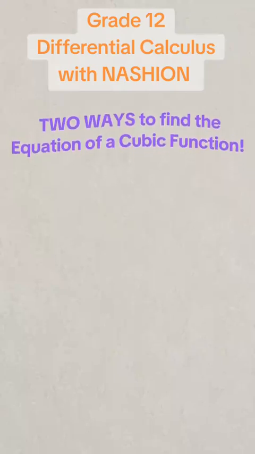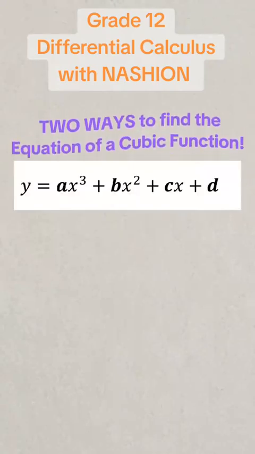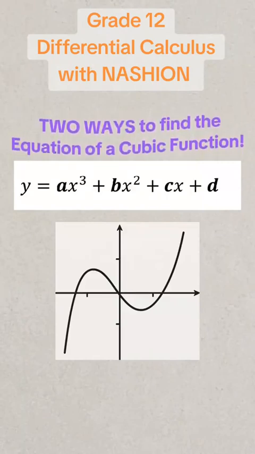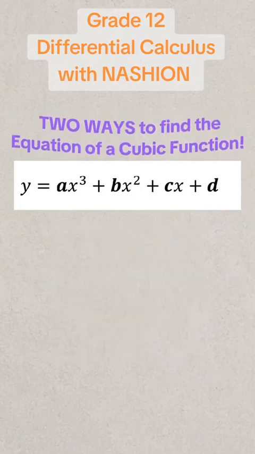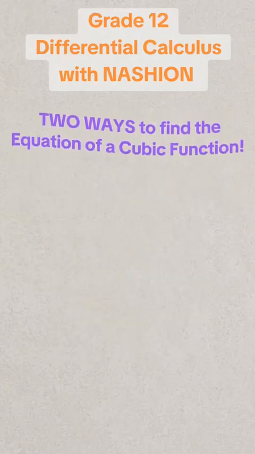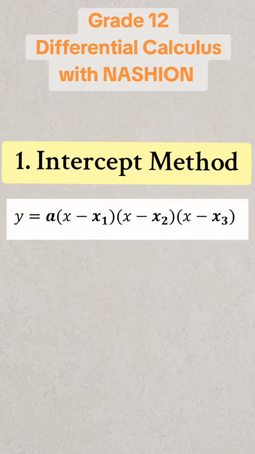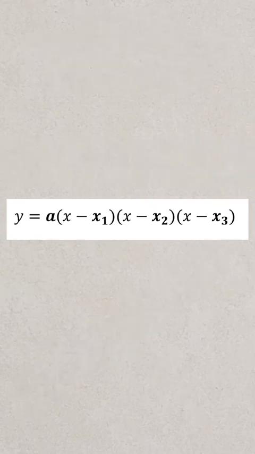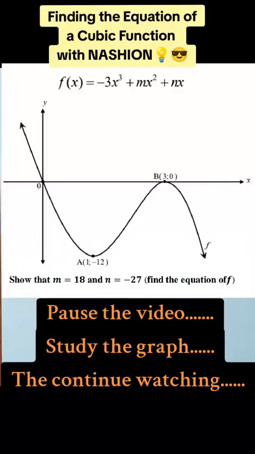Grade 12, learn these two ways to find the equation of any cubic function in calculus. Alright, here we go. First way, intercept method, and this is the formula. In this formula, x1, x2, and x3 represent the x values of the x-intercepts. Let's use this question to see how the intercept method works.